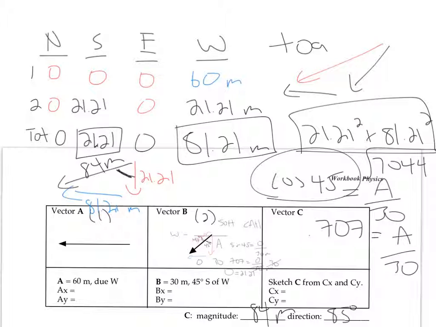So what we're going to do is we're going to do inverse tangent, right? Tangent inverse of 81.21 divided by 21.21. And that will give us an angle of 85 degrees. And if you look at our vector here, this is south. So the resultant is 85 degrees west of south.